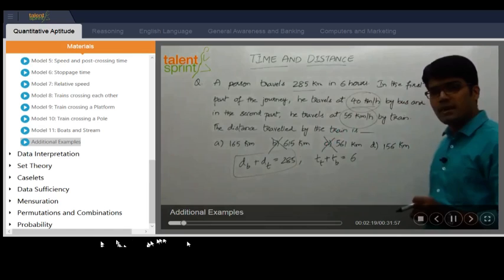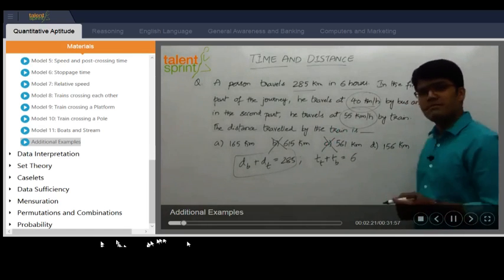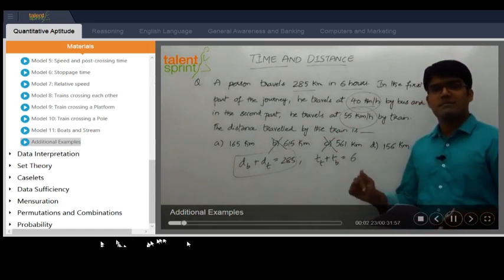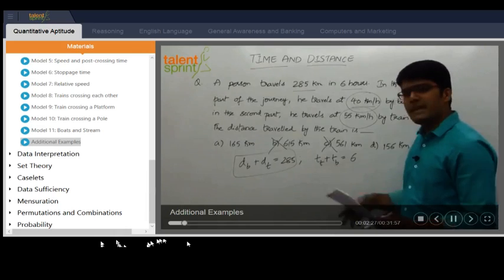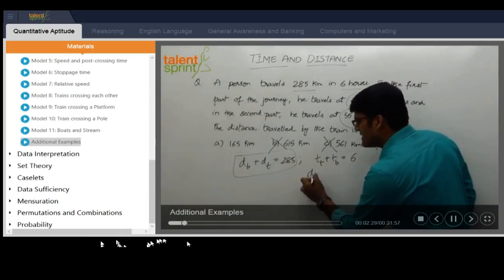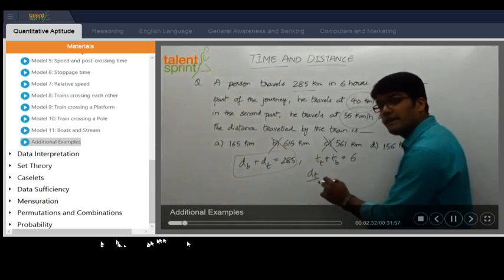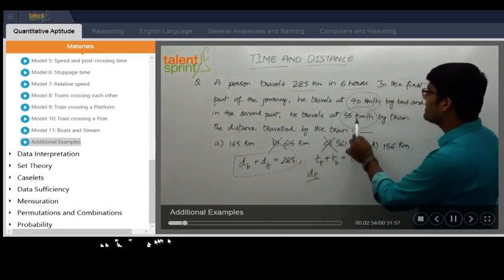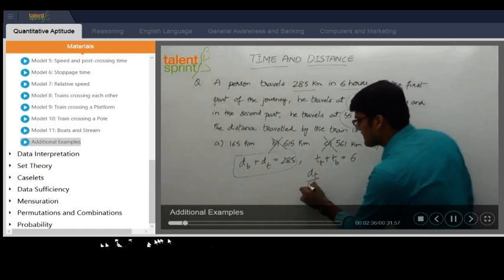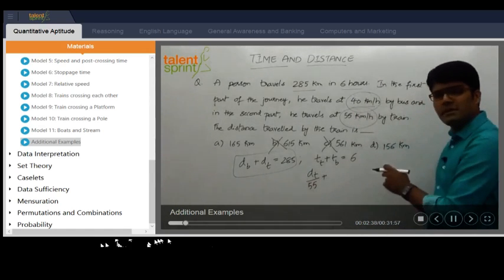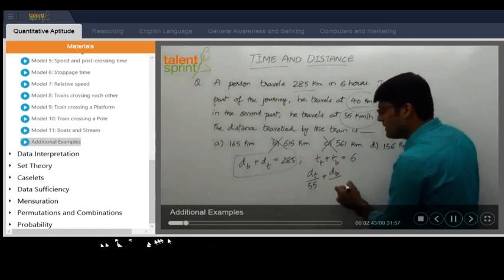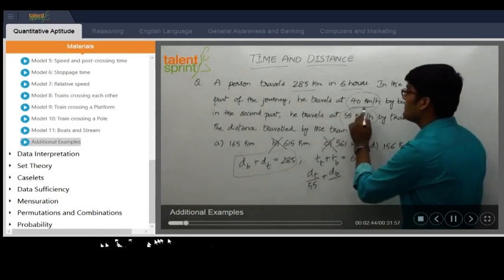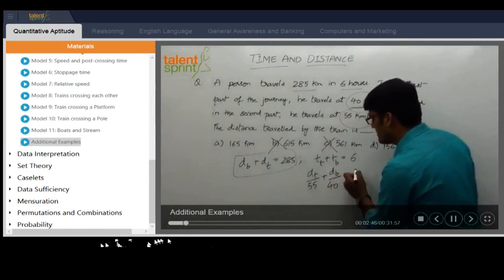Let's work on the second equation here. What is time? Time is distance by speed. Yes or no? Speed is equal to distance by time. Time is distance by speed. So time taken by train can be taken as distance travelled by train divided by speed of train. What is the speed of train? 55. Plus time taken by bus. What is time taken by bus? The distance travelled by bus, which is dB, divided by the speed of bus. What is the speed of bus? 40 kilometers per hour. This is equal to 6.